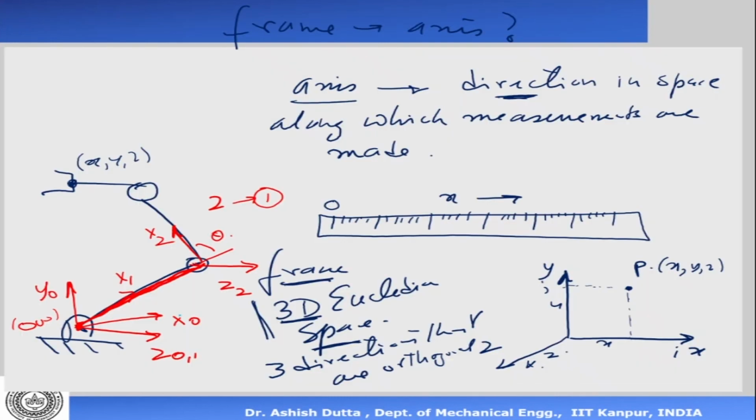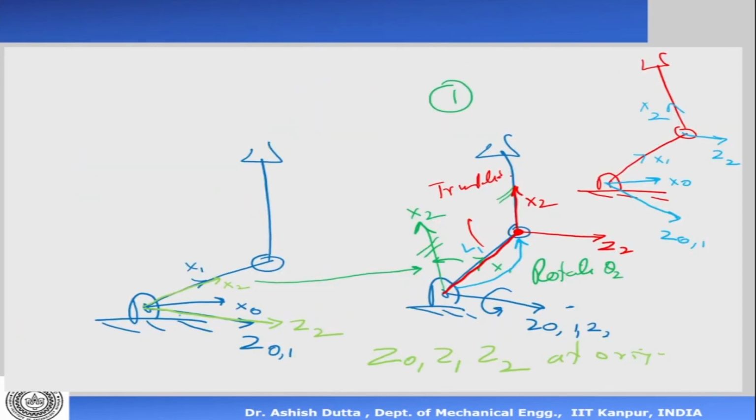So this is basically to explain about axes and how we go from one frame to another frame and what the various transformations involved are. So we looked at the rotation transformation and the translation transformation. The first transformation that we'll see is the rotation transformation.